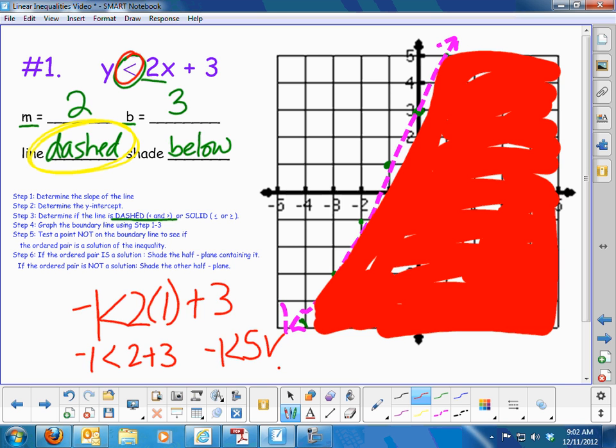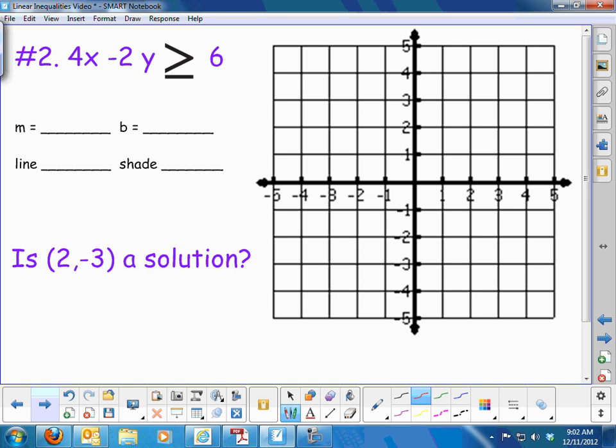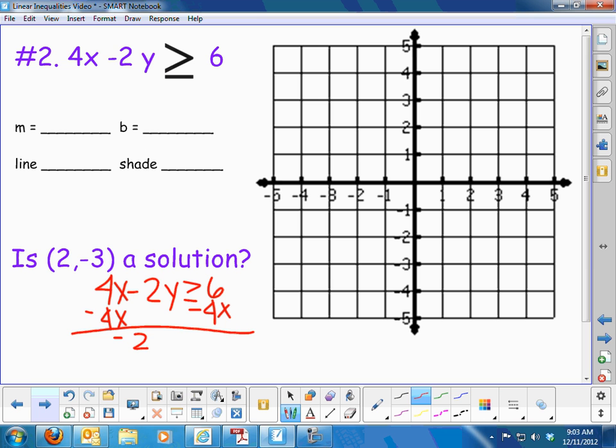Okay, perfect. All right, here's Ms. Sokolowski. Okay, so this one, the only difference here is that we have an equation that's in standard form. So first thing I need to do is get my equation that's in standard form into slope-intercept form. So you guys can go ahead and do that yourself.